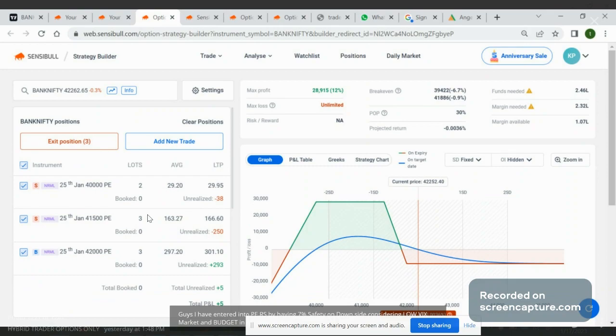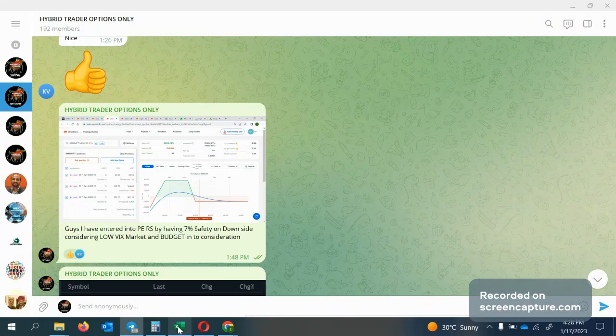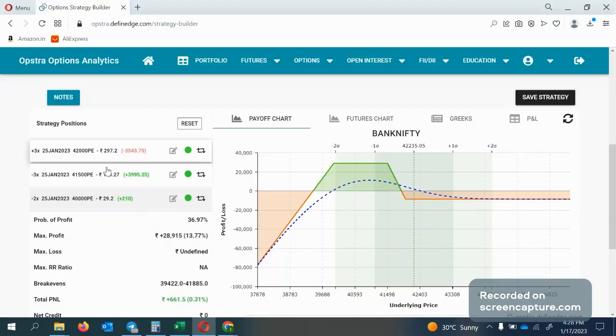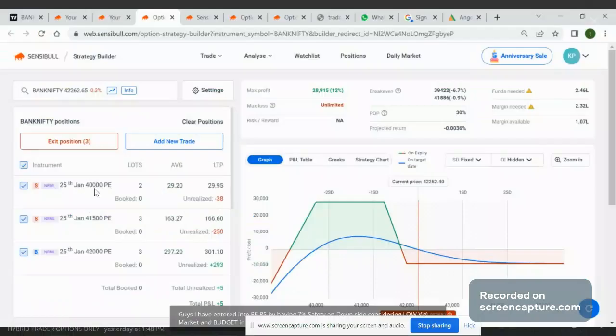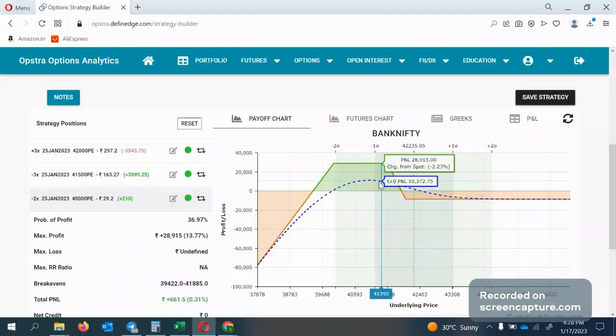40,000, 41,500, and 42,000. Let me show you the Sensibull: 42,000, 41,500, and 40,000. Is it matching? 40,000, 41,500 at 33, and 42,000 at 3. 40,000 is 2 quantity. So this is my original trade, guys.